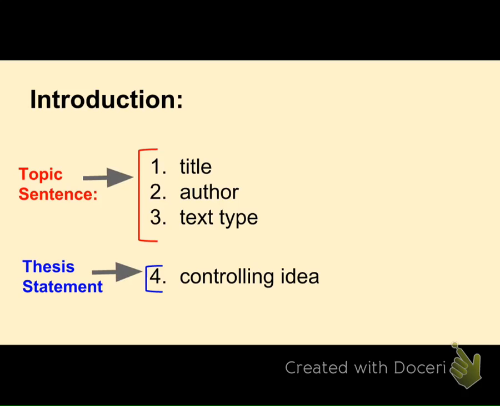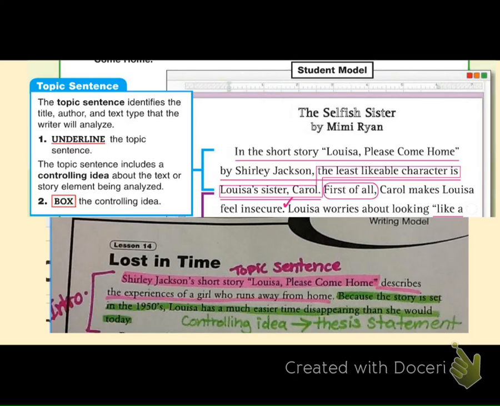The title, author, and text type are usually included in a topic sentence, and the thesis statement, which is also known as the controlling idea, can either be included in that topic sentence or be its own sentence. And we're going to look at some samples that show just that. In class, we went over page 78, which has a sample literary analysis called The Selfish Sister. And in this sample, we're going to take a look at the introduction.